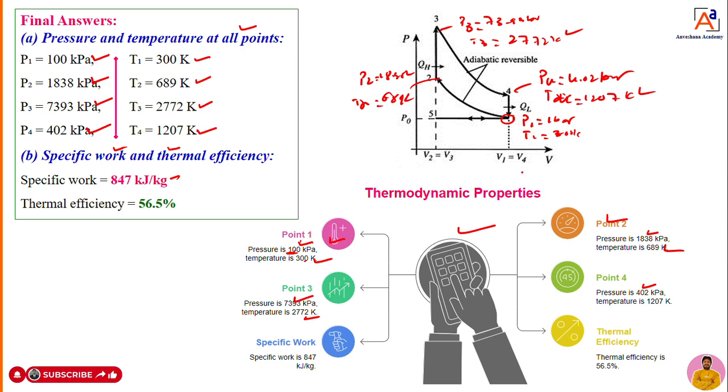At the last, with the help of this, we can calculate the specific work done, that is 847, and the thermal efficiency is 56.5%. At the end, you have to draw the PV diagram and show all the temperatures and pressures. Beside that, you write down the efficiency is 56.5%, and the work done is equal to 847 kilojoules per kg. This is how to solve the numerical.